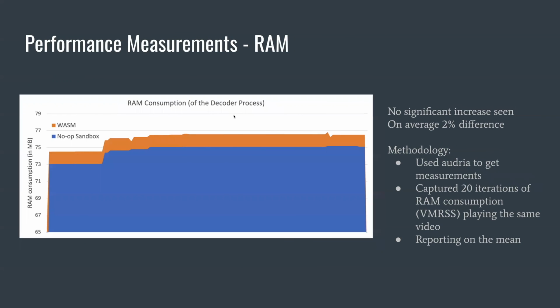Following is RAM. The same methodology is applied to the RAM. We use Atop and 20 iterations of RAM consumption are captured and reported on the mean. In this case, you can see there's on average a 2% increase from no sandbox to a sandbox.